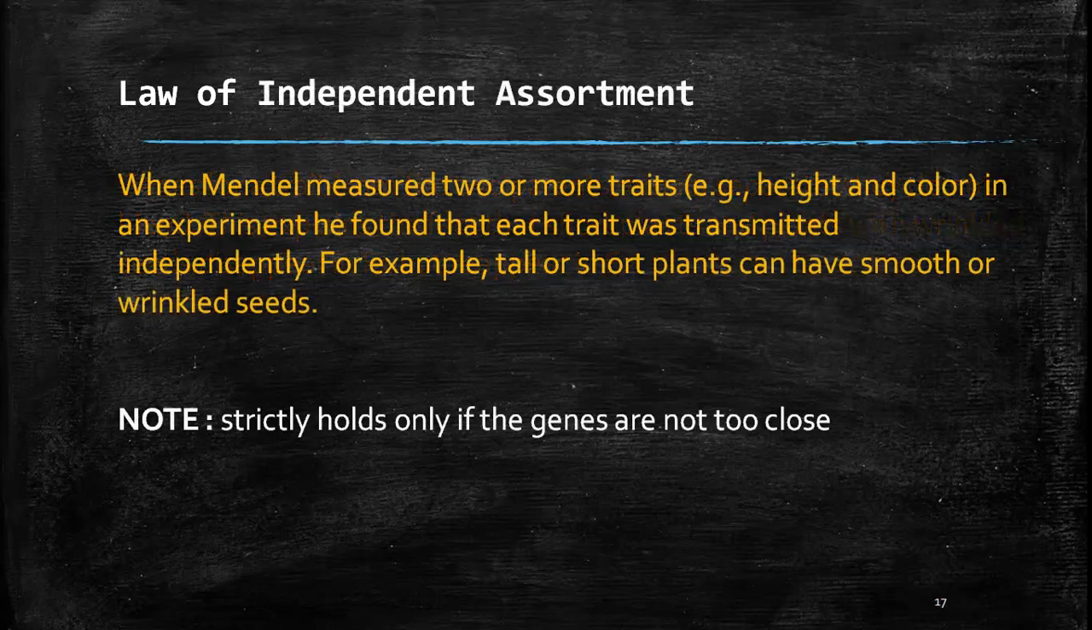When Mendel measured two or more traits, for example, height and color, in an experiment, he found that each trait was transmitted independently. For example, tall or short plants can have smooth or wrinkled seeds. This is known as the law of independent assortment.